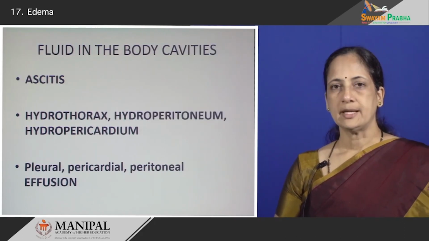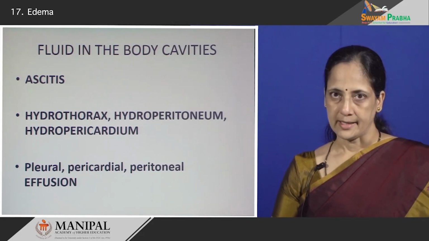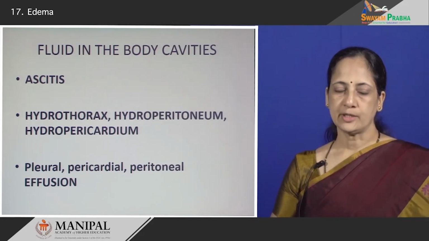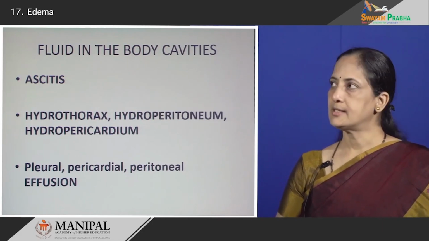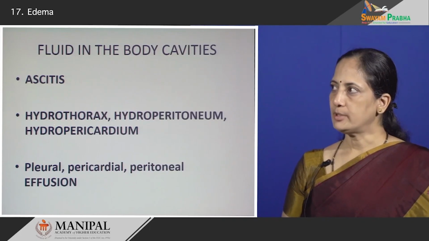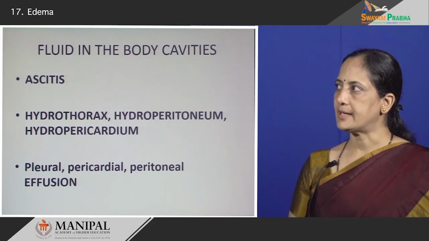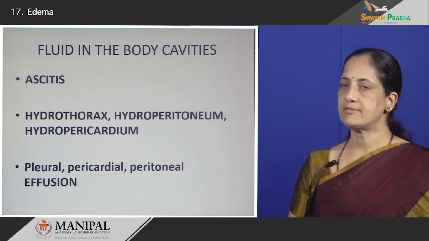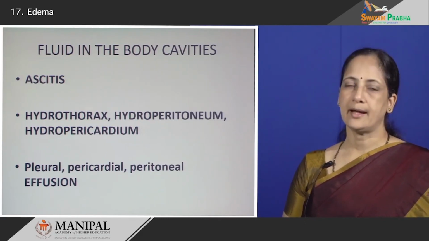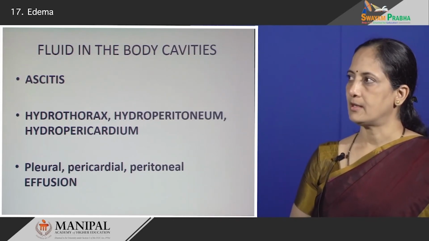If the fluid accumulates in the body cavities, it gets different names. For example, fluid accumulating in the peritoneal cavity is referred to as ascites. Similarly, fluid accumulating in the thoracic or pleural cavity is known as hydrothorax, in the peritoneal cavity as hydroperitoneum, and hydropericardium if the fluid accumulates in the pericardial cavity.